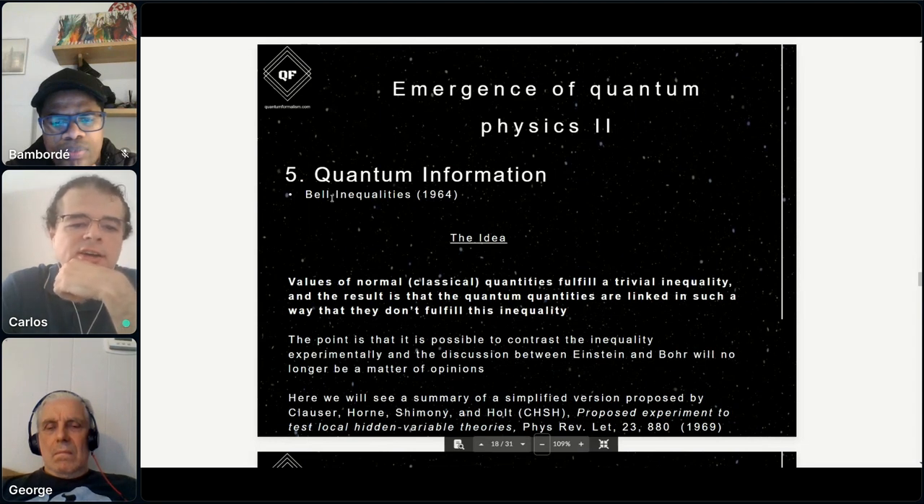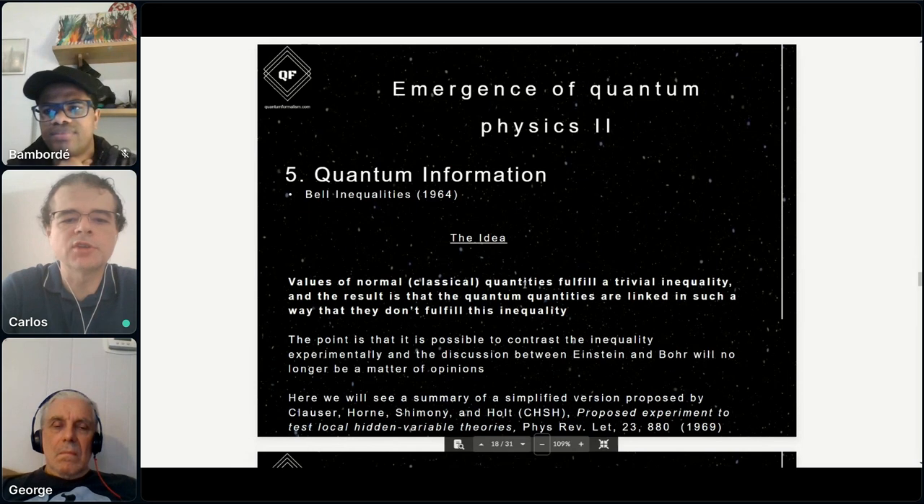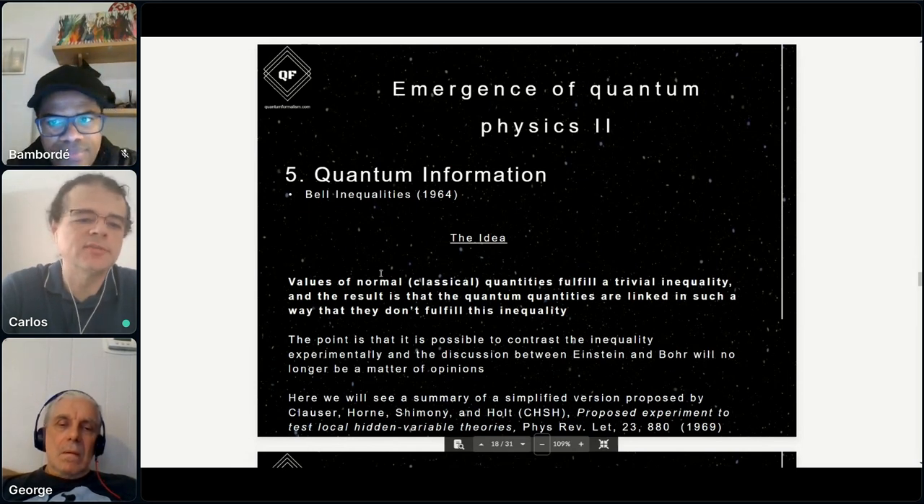And then he was studying the EPR paradox, and he had the idea, this is the summary here. He said that the values of normal or classical quantities fulfill a trivial inequality, he finds this. And the result is that the quantum quantities are linked in such a way that they do not fulfill this inequality.